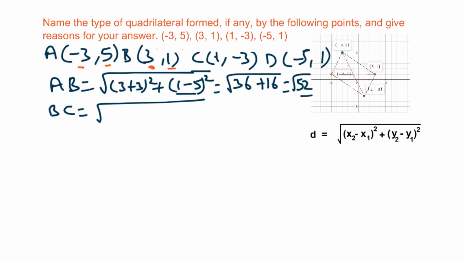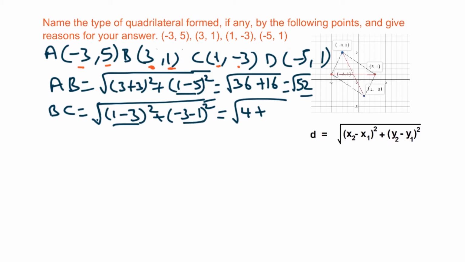BC: take this as x1, y1 and this as x2, y2. So x2 minus x1 whole square, which is 1 minus 3 whole square, plus y2 is minus 3 and y1 is minus 1 whole square. So 1 minus 3 is minus 2, square is 4, and minus 3 minus of minus 1 is minus 2... minus 4 square is 16. So 4 plus 16 is 20, square root of 20.